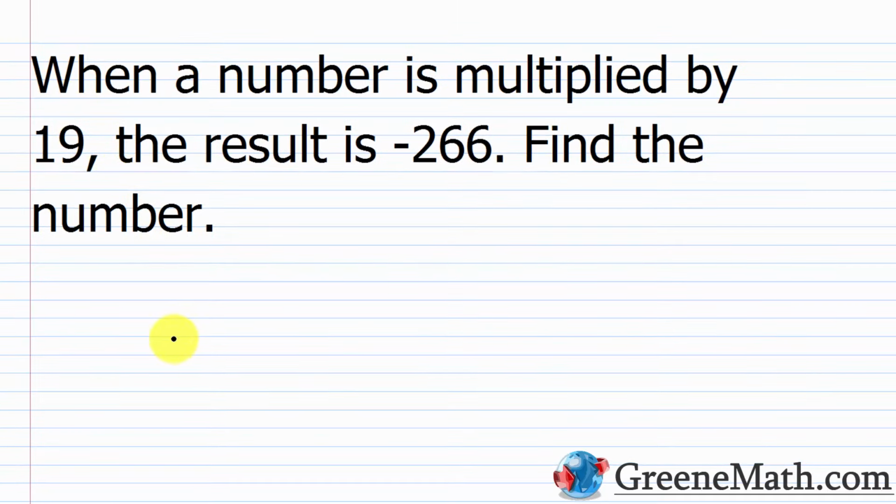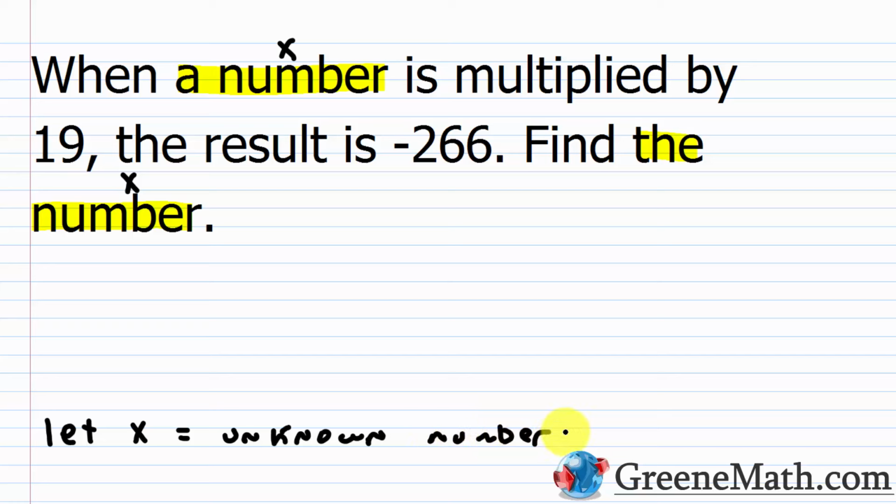So when a number is multiplied by 19, the result is negative 266. Find the number. So again, when a number, and here we have the number, I'm going to replace that with x. So let's put an x here, and let's put an x here. And again, for completeness, I'm just going to say let x be equal to my unknown number.